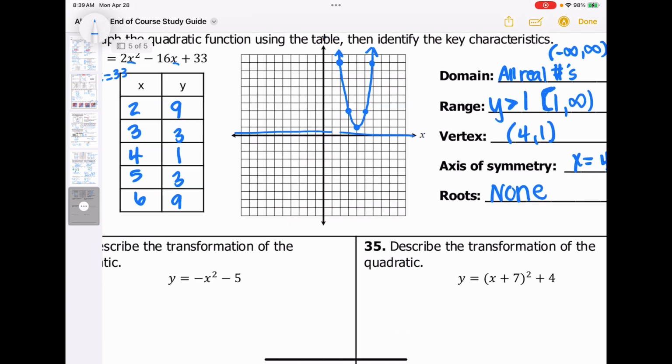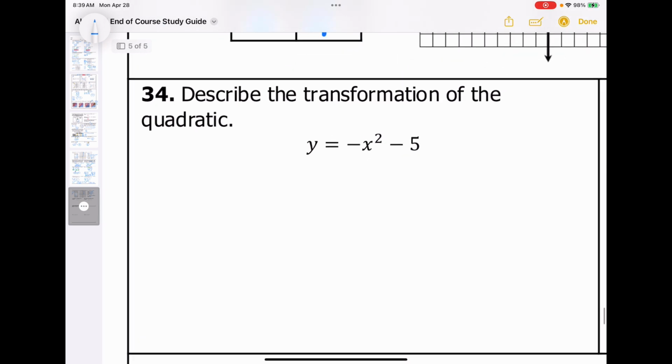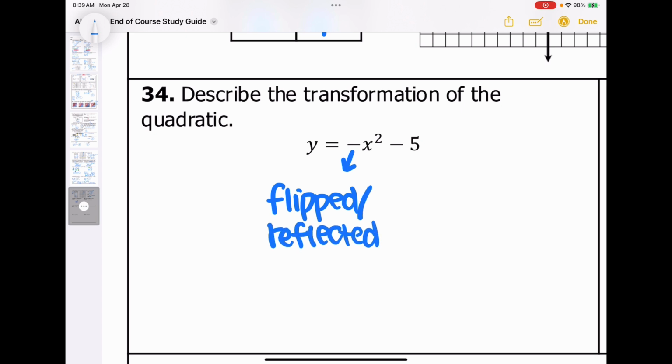All right, for the next two, we're just describing the transformations. So when you have a negative sign in front of your x squared, or the parentheses with the x inside of it, that means that it's going to be flipped, or you can say reflected. Either one of those is okay. And then the number at the very end that does not have a letter beside it tells us whether it's going to go up or down. So since that's a -5, that means it's going to go down 5.